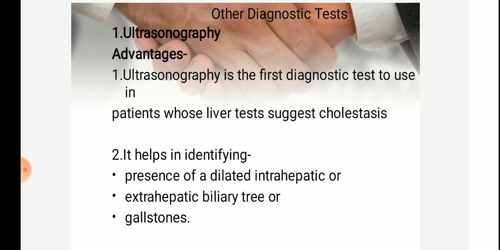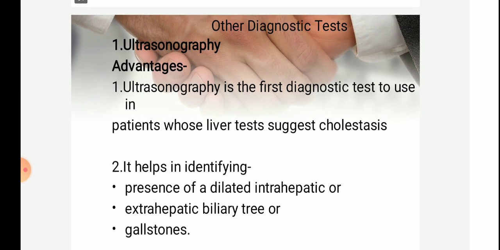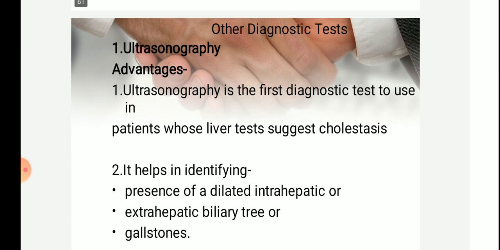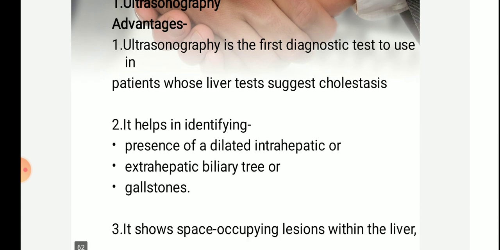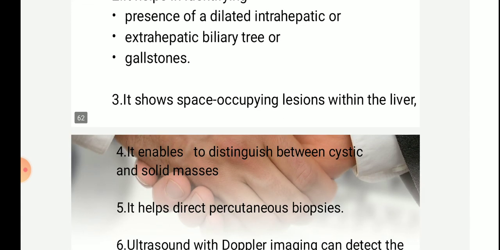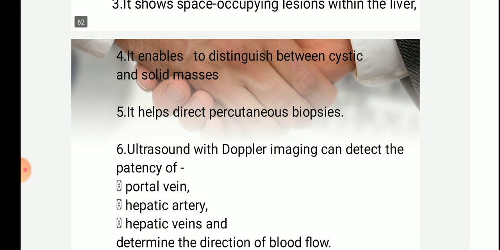So what are other diagnostic tests? Ultrasonography. Advantages. Ultrasonography is the first diagnostic test to be used in patients whose liver test suggests cholestasis. It helps in identifying presence of a dilated intrahepatic, extrahepatic biliary tree and gallstones. So correlative diagnosis. So not only the basic biochemistry, but also the ultrasonography is important here. It shows space occupying lesions.